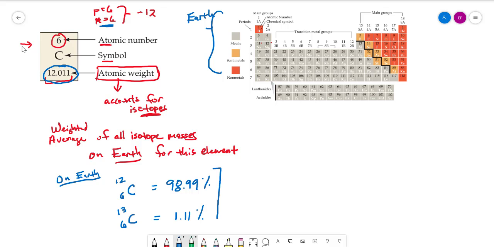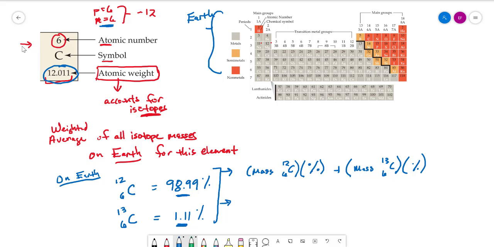So if we wanted to think about the weighted average of these two things, really all we're doing is taking the mass of this isotope multiplied by how abundant it is, and then adding that to the mass of this isotope and multiplying that by its abundance. In other words, we would take the mass of carbon-12 times its abundance in percentage, plus the mass of carbon-13 times its natural abundance, which we have those two numbers here.